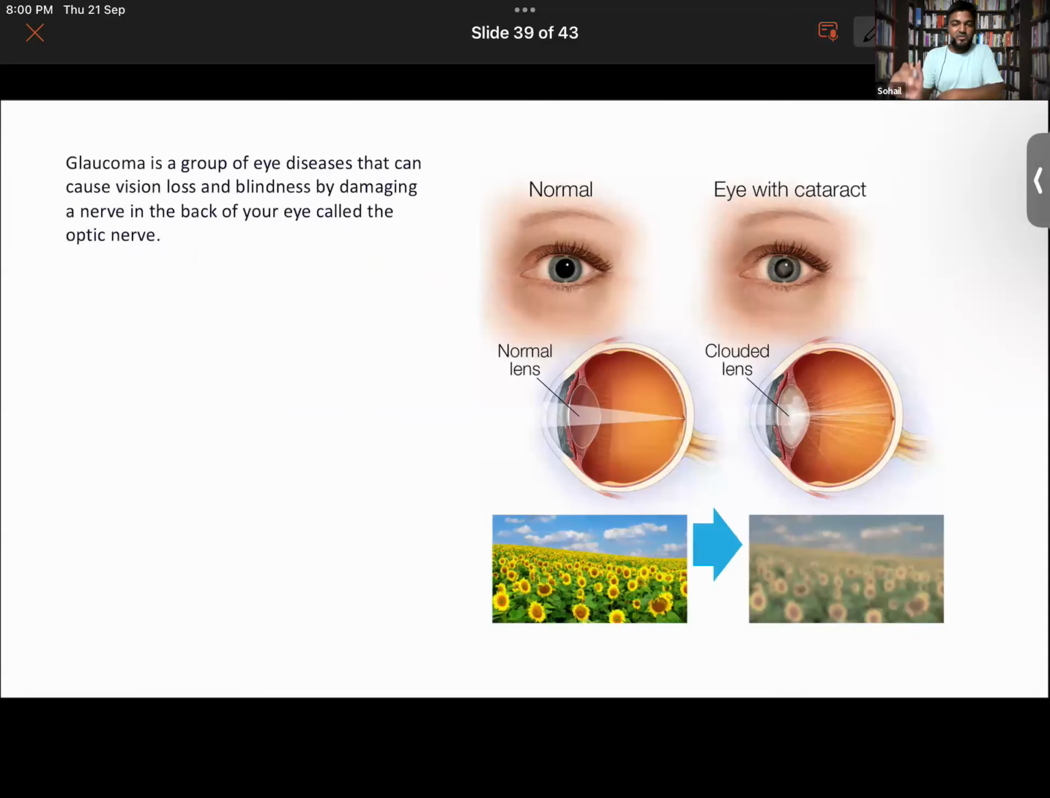Then you have the condition of glaucoma. Glaucoma is a group of eye diseases. It is one of the types of eye disease that can cause vision loss, and it might also lead to blindness by damaging a nerve in the back of your eye, that is the optic nerve. So in glaucoma, this optic nerve is damaged. This is the eye of a normal person, and this is the eye of the person who is suffering from cataract.